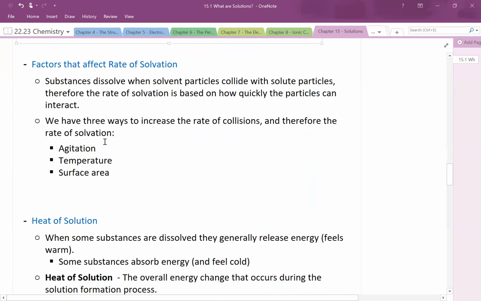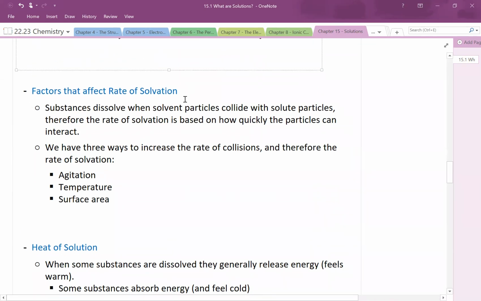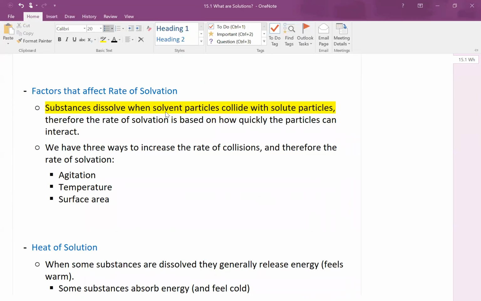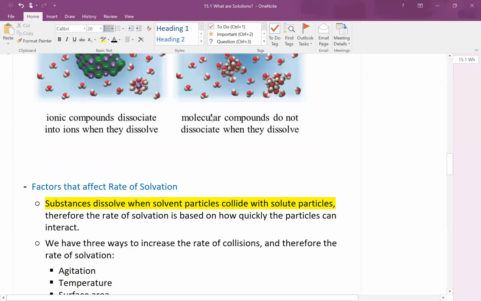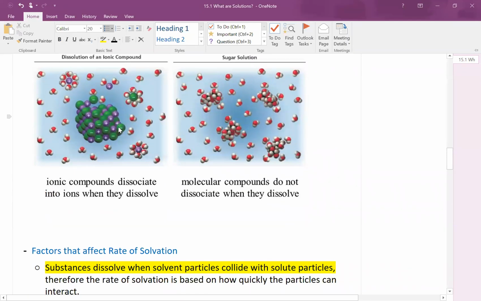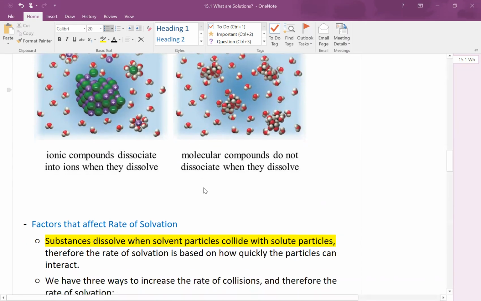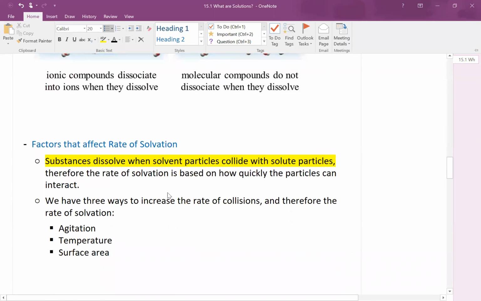So let's talk now about some factors that affect the rate of solvation, or how fast something goes into solution. It's of course very important for us to recognize that things dissolve when solvent particles collide with solute particles. A water particle has to hit a sodium chloride particle and actually interact with it. If they're not near each other, they can't interact, right? So therefore, we can increase the rate of solvation by increasing how quickly those particles can interact. And we can do this with three major methods.